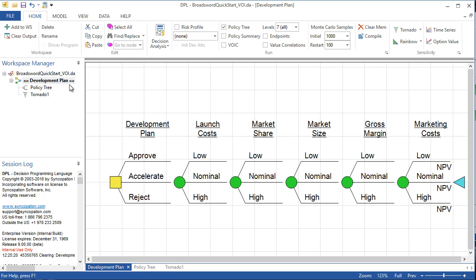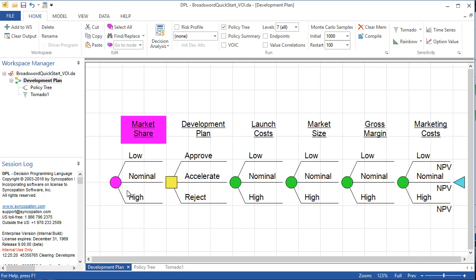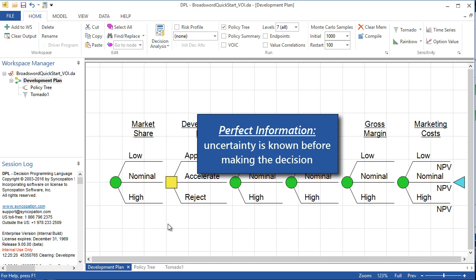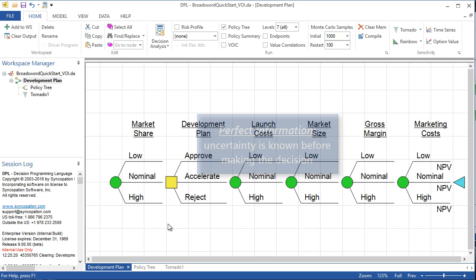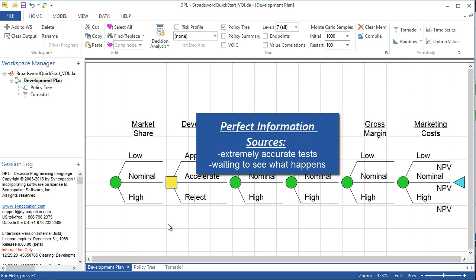DPL can do this automatically, but I'll do it by rearranging the tree to illustrate how it works. By moving the market share chance node ahead of the decision in the decision tree, I'm saying that when we make that decision, we know with certainty what market share will be. This is what we call perfect information. We know everything there is to know about a particular uncertainty before we make that decision. Perfect information comes from extremely accurate tests or from waiting to see what happens.